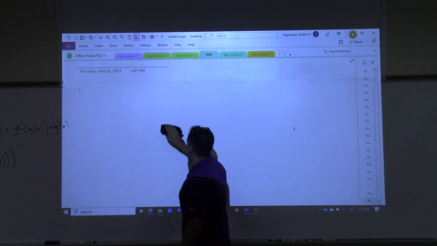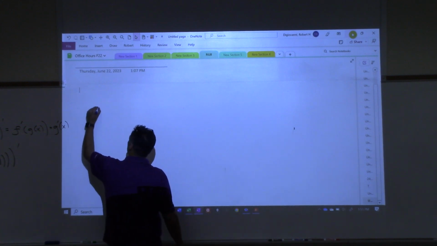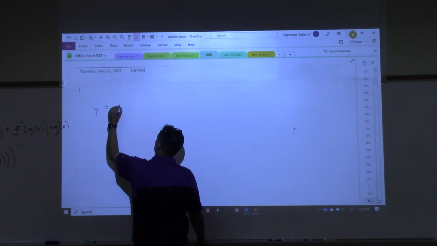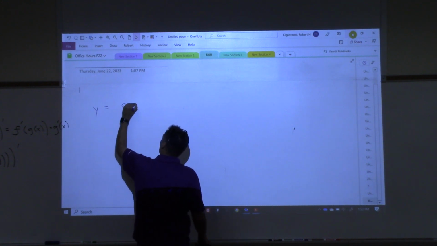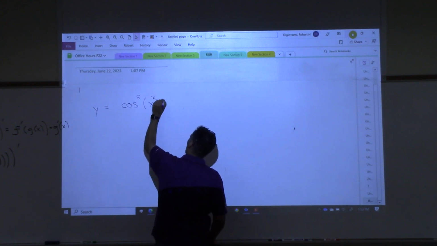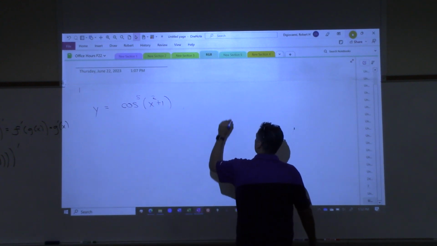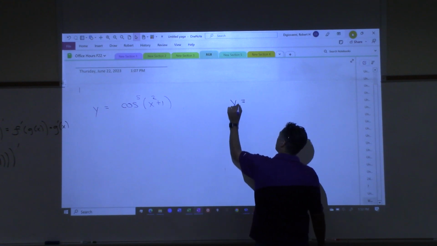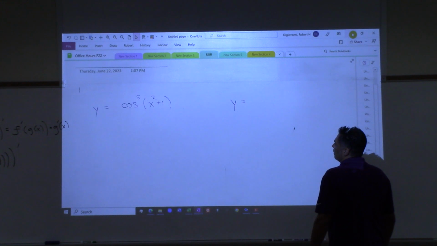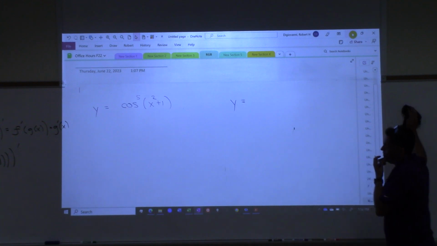All right, how about this? y is cosine to the fifth of x squared plus 1. And the next one, y equals, what was I going to do? Start working on that. I'm going to think about what I want for the other one.